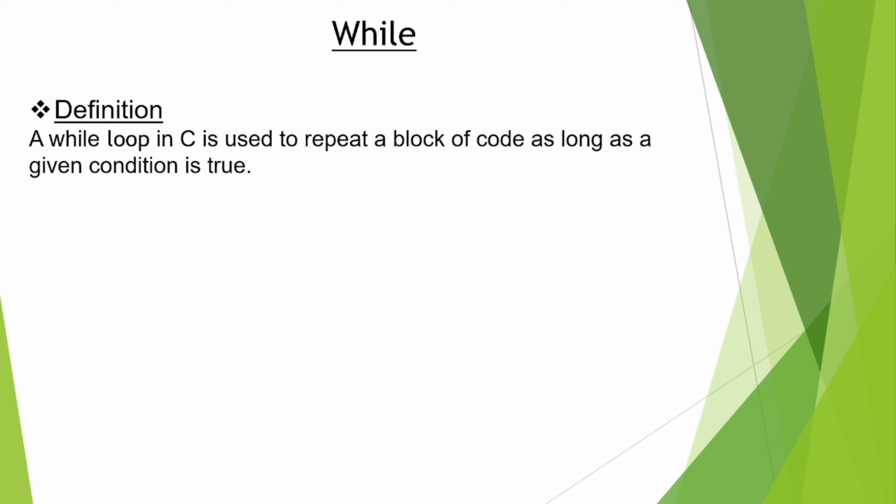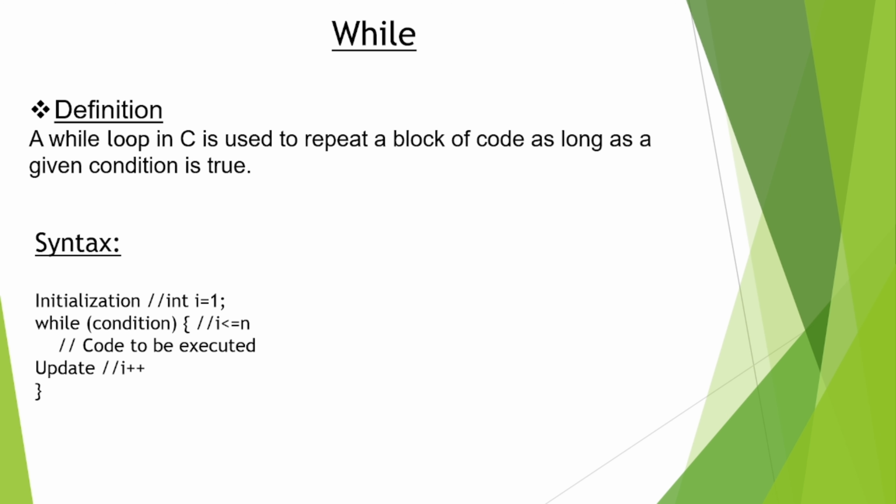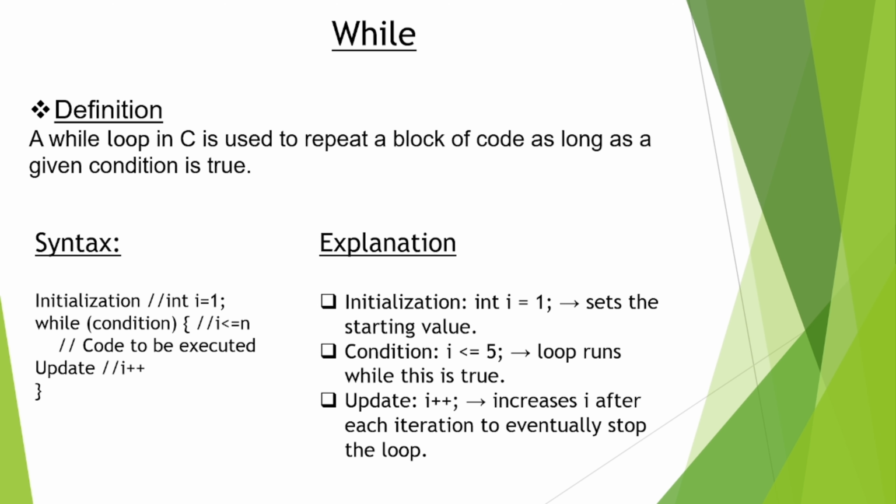A while loop in C is used to repeat a block of code as long as the given condition is true. Syntax: first initialization, then condition, and update inside the loop. Here is the explanation of the syntax. Initialization, that means i = 1. The loop starts from 1. Then condition i <= 5. That means the loop will continue up to 5. That means the loop will start from 1 and it will end at 5. Update i++. That means the value of i will be increased by 1 after each iteration to eventually stop the loop.